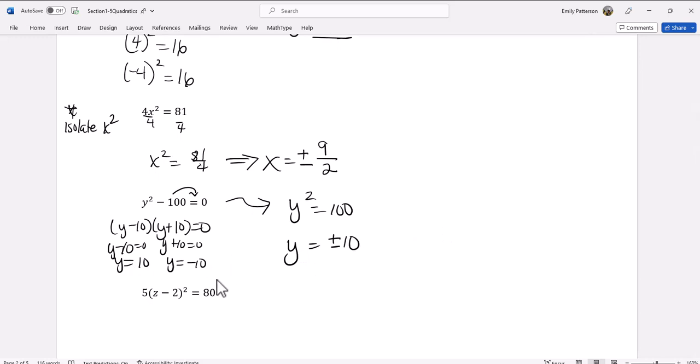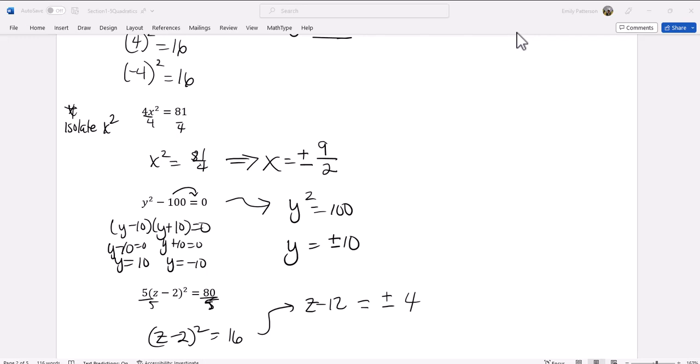Let's do it again. First of all, we're going to divide both sides by 5 to get that squared value by itself. So I have z minus 12 squared is equal to 80 divided by 5, which is 16. So then taking the square root of both sides, the square root of this side is z minus 12, and the square root of 16 is positive or negative 4.